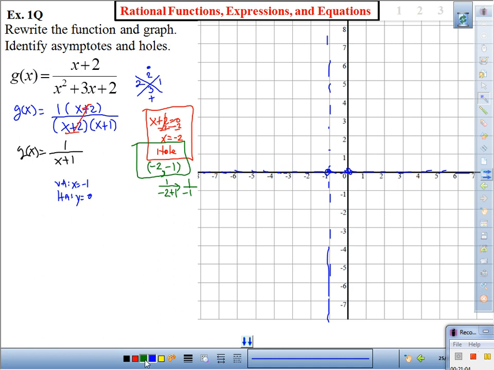All right, let me plot the hole. The hole is at -2, -1. There's a hole right there. And my function is going right there. So we need a point reflected on the other side. What's the coordinate of the point that's reflected according to that hole to the other side? Help us out, Damien. 1 to the right and 1 up. So what is the coordinate? 0, 1. That is correct.